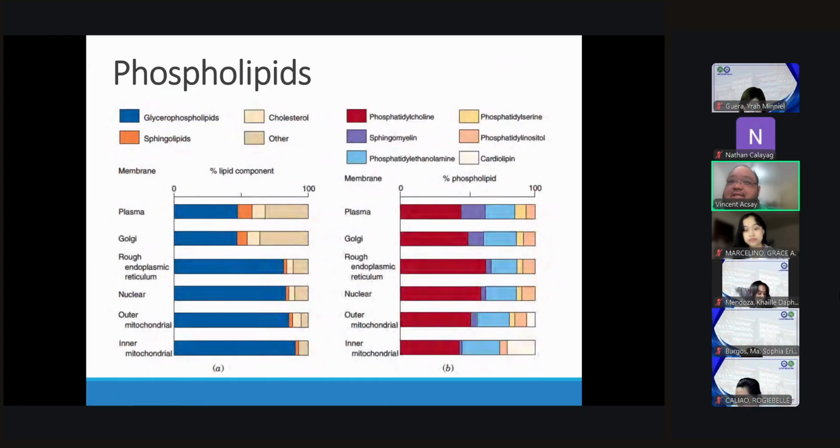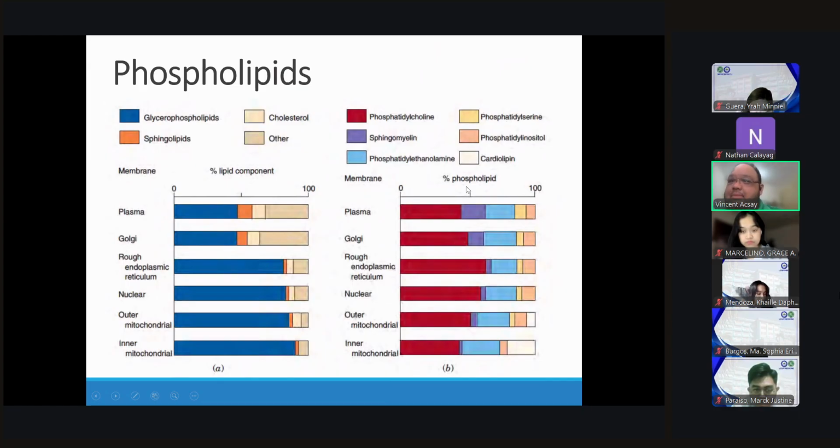Their existence within the cell also differs. So as we see here in this table, glycerophospholipids, in blue, are more evident within the inner mitochondria. They are more prominent in the inner and the outer mitochondria, and about less than 50% in the plasma membrane, where sphingolipids have a greater concentration. In the inner mitochondria, we see trace to no amounts of cholesterol, while other forms of lipids can exist in the plasma membrane and the Golgi apparatus.